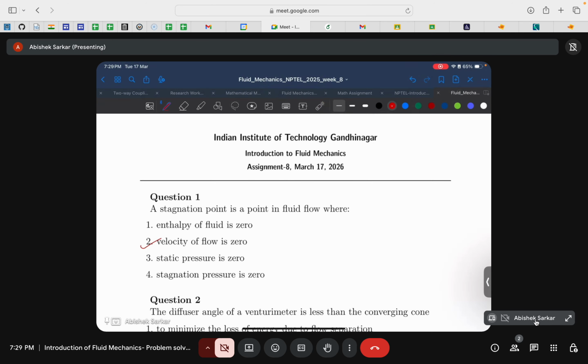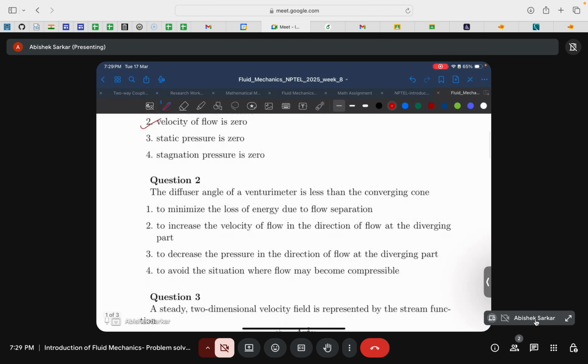Question number 2 is, the diffuser angle of a venturimeter is less than the converging cone: 1. To minimize the loss of energy due to flow separation. 2. To increase the velocity of the flow in the direction of flow at the diverging part. 3. To decrease the pressure in the direction of flow at the diverging part. 4. To avoid the situation where flow may become compressible.